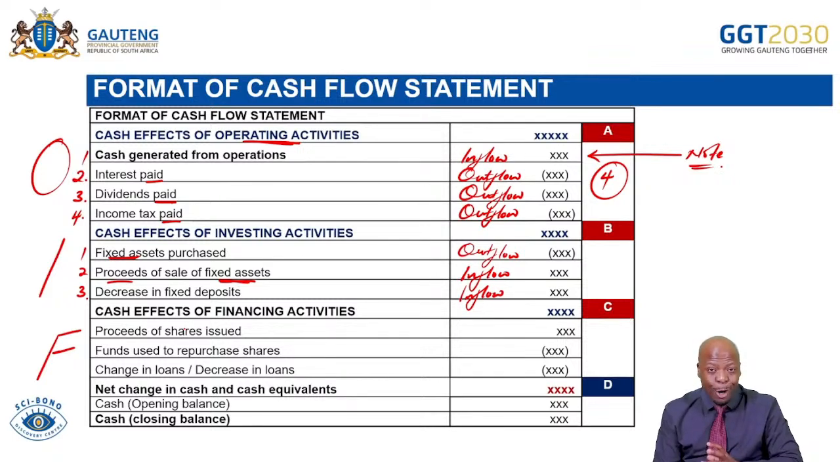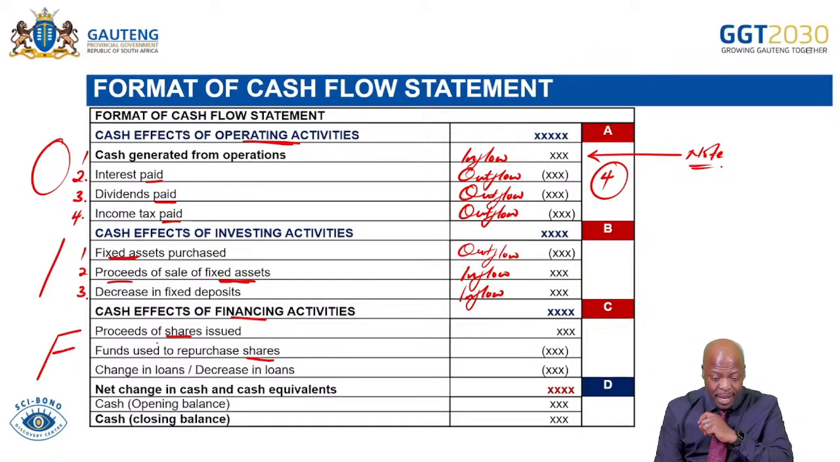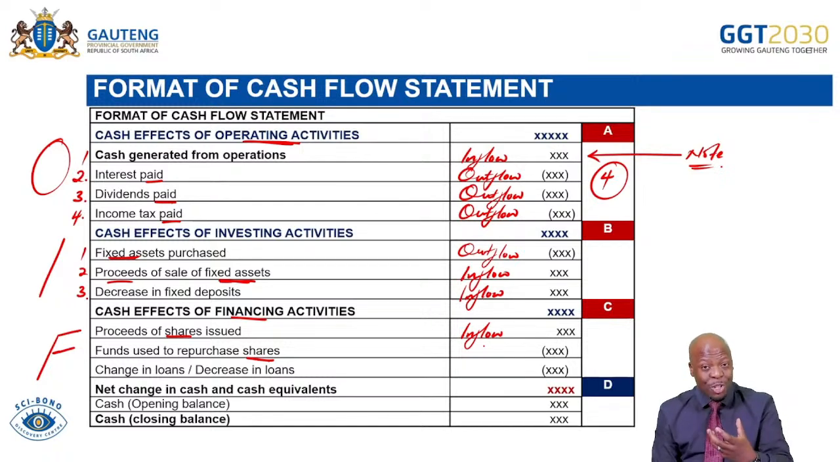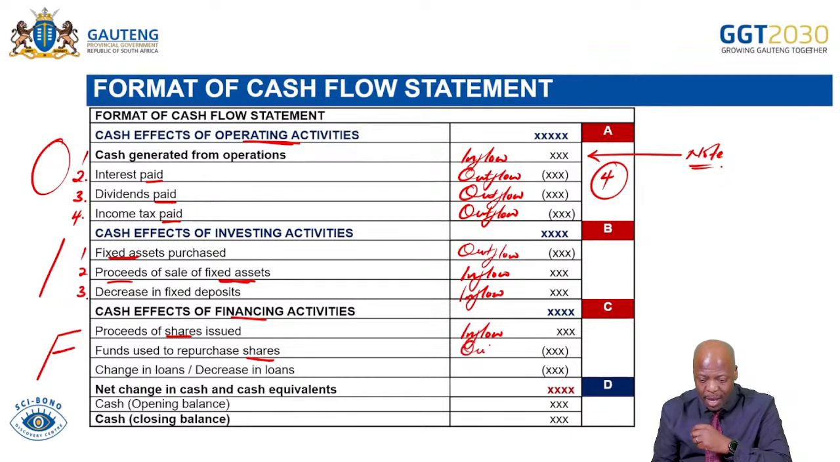And then the last part of the cash flow statement is cash effects of financing activities. Remember, we spoke about the 2 sources of finance. We spoke about shares. So you see here I have shares and I have shares, which means my shares appear twice. The first one is the proceeds from issue of shares. Once I issue shares to the public, that is a cash inflow. But remember, we get to repurchase some of the shares, and once we repurchase, that becomes a cash outflow.